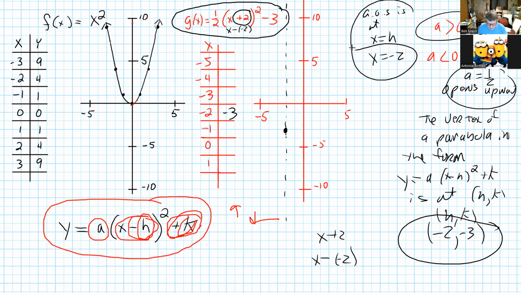Now, I'd already pre-made my table, but if I hadn't, what I would want to do is, after I'd found the vertex, put that at the center of my table, and then go 3 units to the left and 3 units to the right. So I would have started with -2, and then I would have put in -5, -4, -3, -1, 0, and 1. Okay?